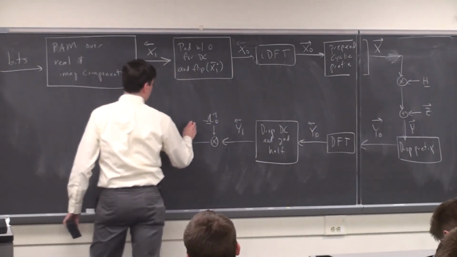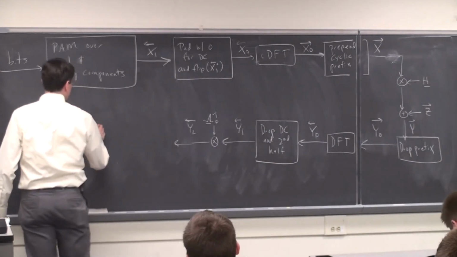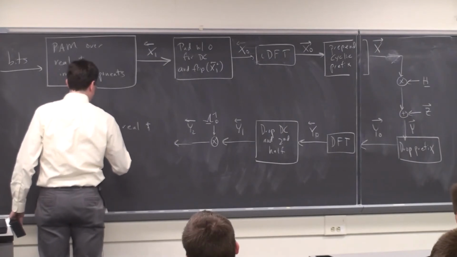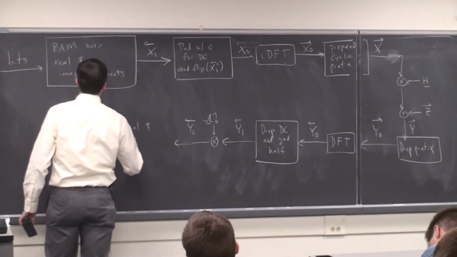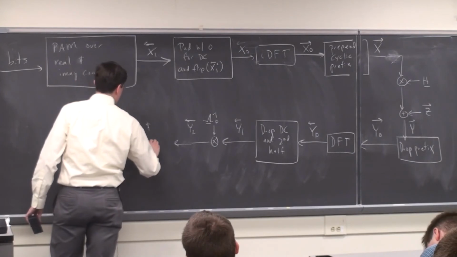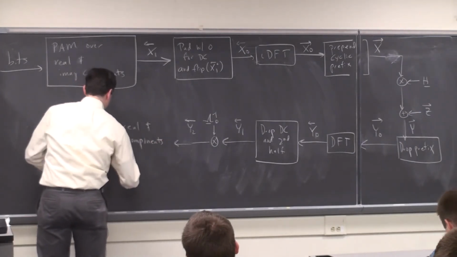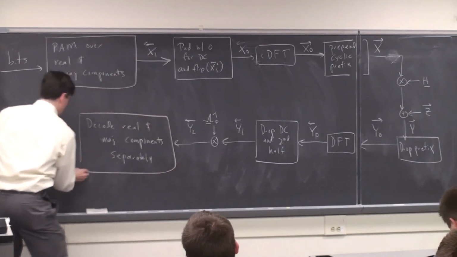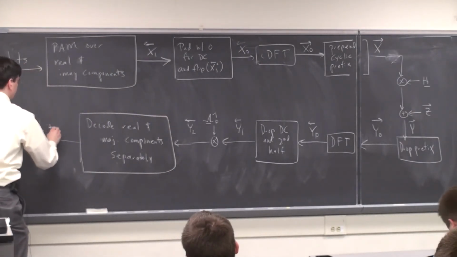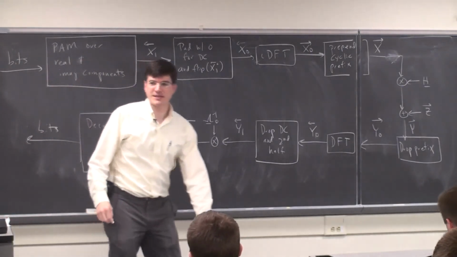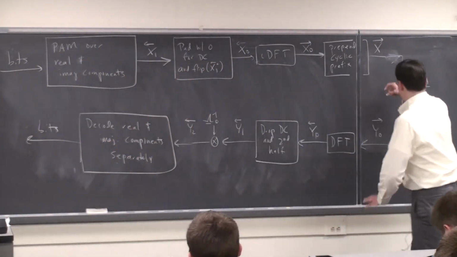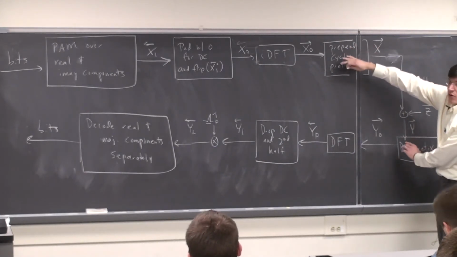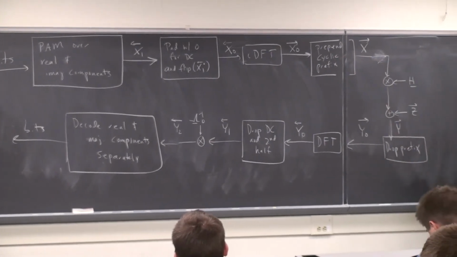Okay, and then from y2, you just decode the real and imaginary components separately. Bits come out. All right, so it's just like the block diagram we had in the circulant case. I just have a prefix block at the end of the encoder and at the beginning of the decoder. All right.